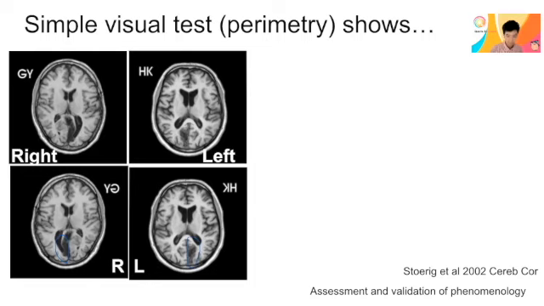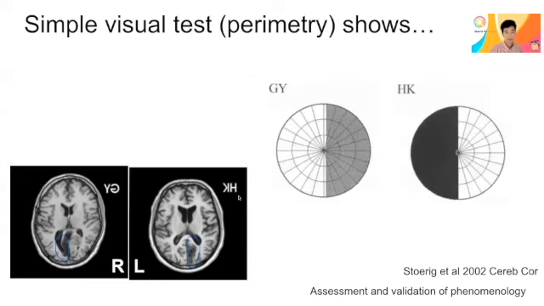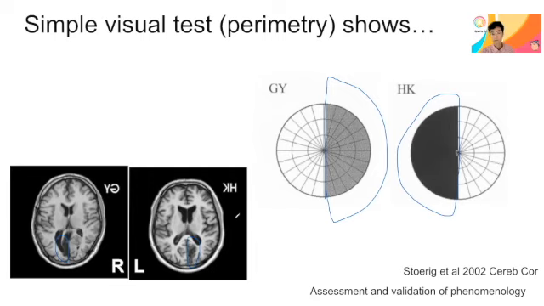As a result, GY has a deficit in the right side of the visual field. So the left side of the brain is responsible for the right side of the visual field, what you see on the right side of what you're seeing. And HK doesn't have anything on the left side. So that's the blindness defined by this perimetry test. That's a very important first thing to establish.